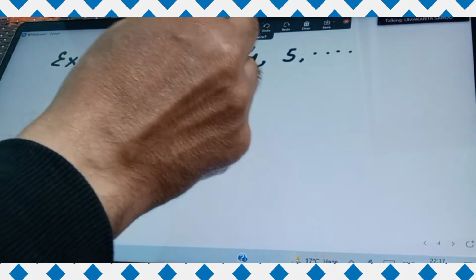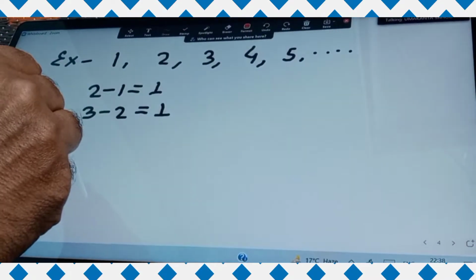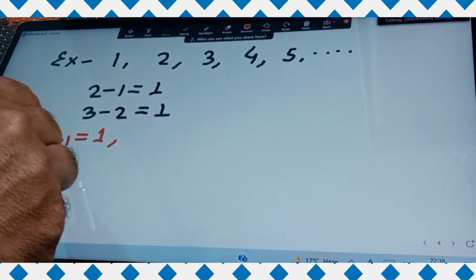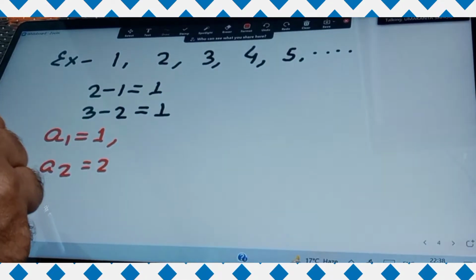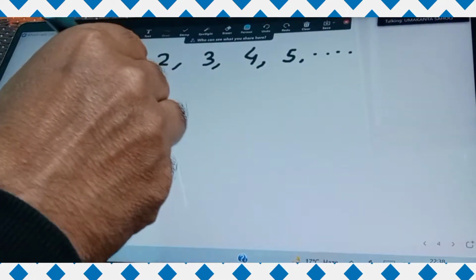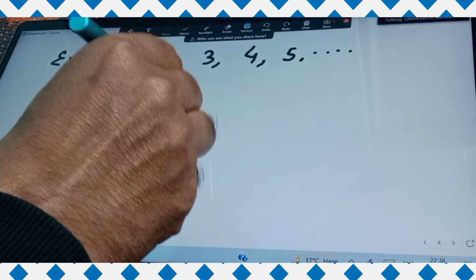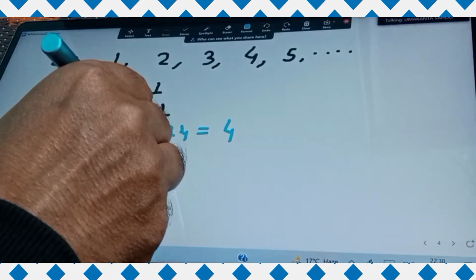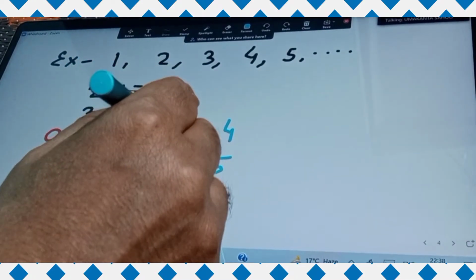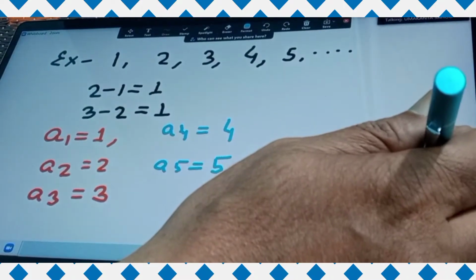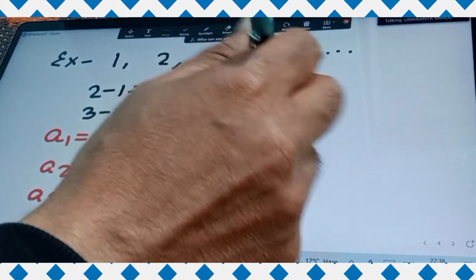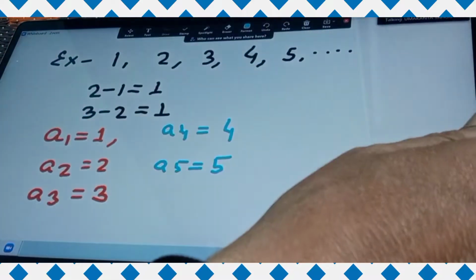In the sequence, the first term a1 is equal to 1. The second term is 2, the third term is 3, the fourth term is 4, and the fifth term is 5. So these are the terms of the sequence. The terms of a sequence are usually denoted by the letters a1, a2, a3, a4 up to an.